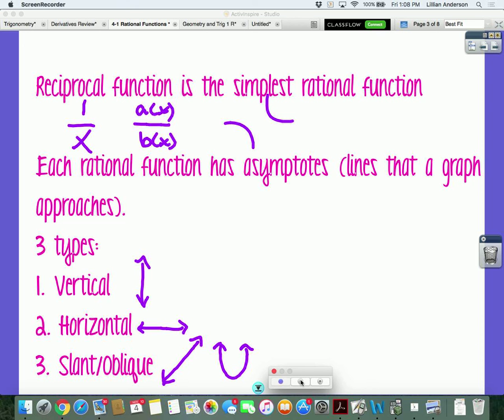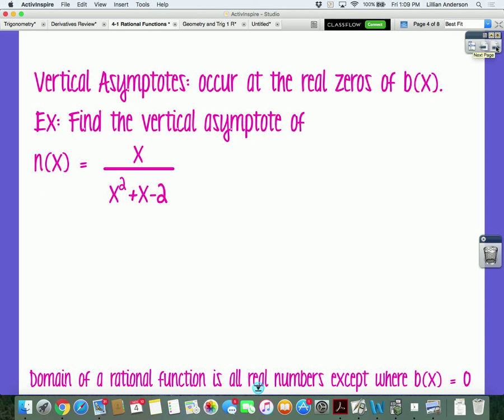Next part, finding vertical asymptotes. How do you find a vertical asymptote? Wait a minute. Someone said something first. Let's think. How do we find it? You said the denominator equal to 0. You surely do. You set the denominator equal to 0. Vertical asymptotes occur when b of x equals 0.